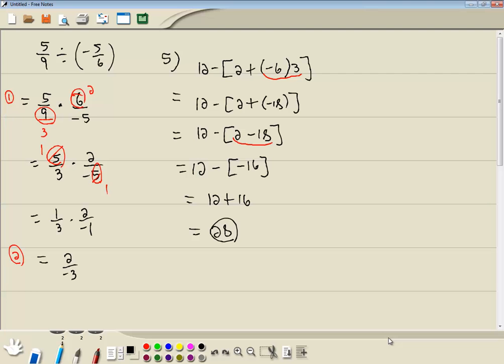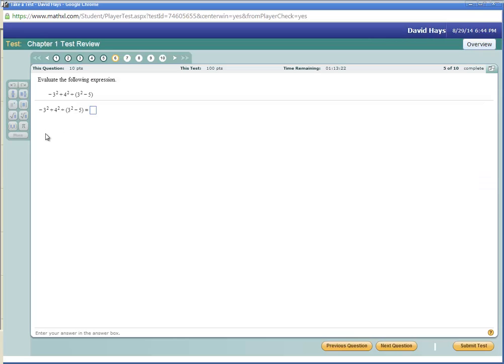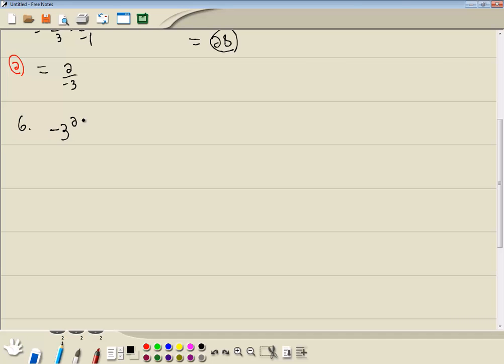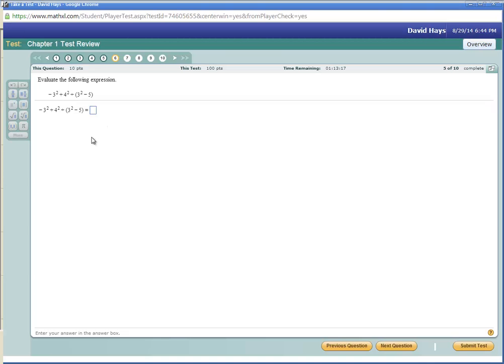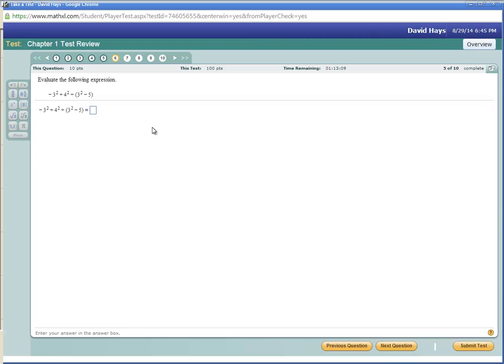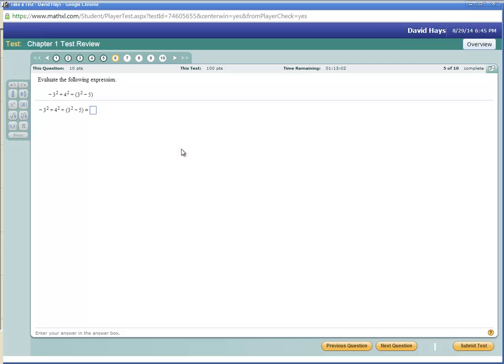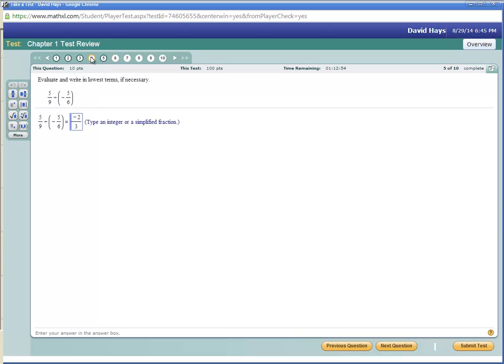Okay, let's take a look at this one. Got negative 3 squared. Hopefully that's a plus. Plus 4 squared. I'm assuming that's a divide, kind of looks like one. 3 squared minus 5. Okay, now that I know what a divide looks like, because a plus looks slightly different. Which one was I not sure about? Number 4? Yeah, that did look like a divide. Okay.